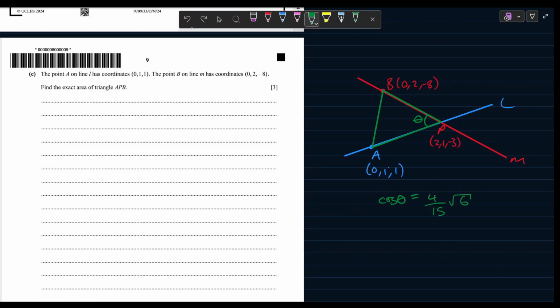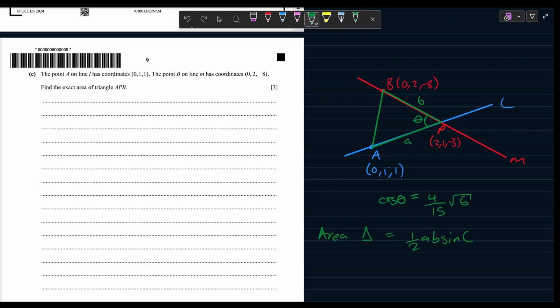The formula we want to use is that the area of a triangle is equal to half ab sine C, where a is going to be AP, and b is BP, and C is going to be the angle theta, of course. So we've got two sides, and we've got an angle between these two sides.